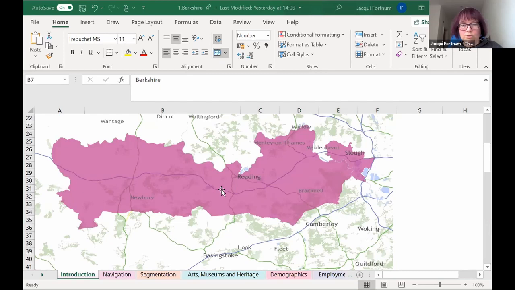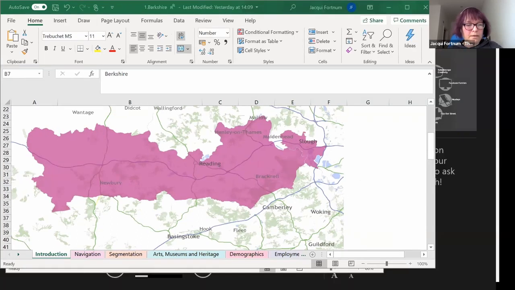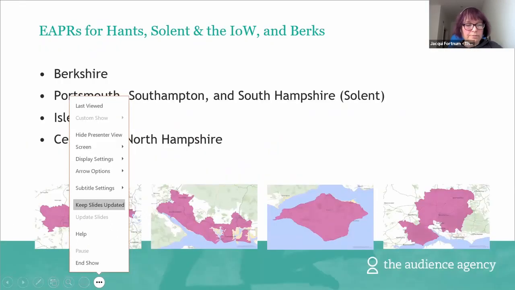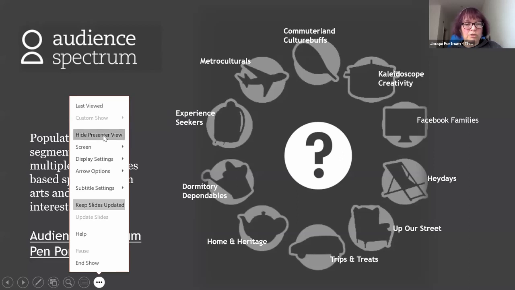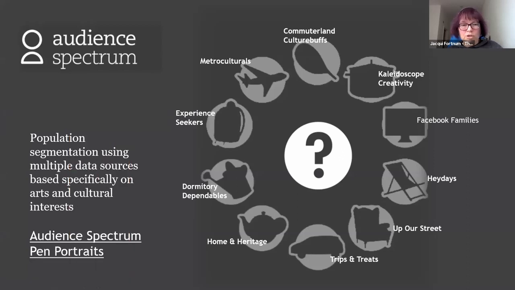So I'm going to go back to my slide set now. Okay. So one of the things that I talked about, sorry, can you see that? Can everyone see the slides?